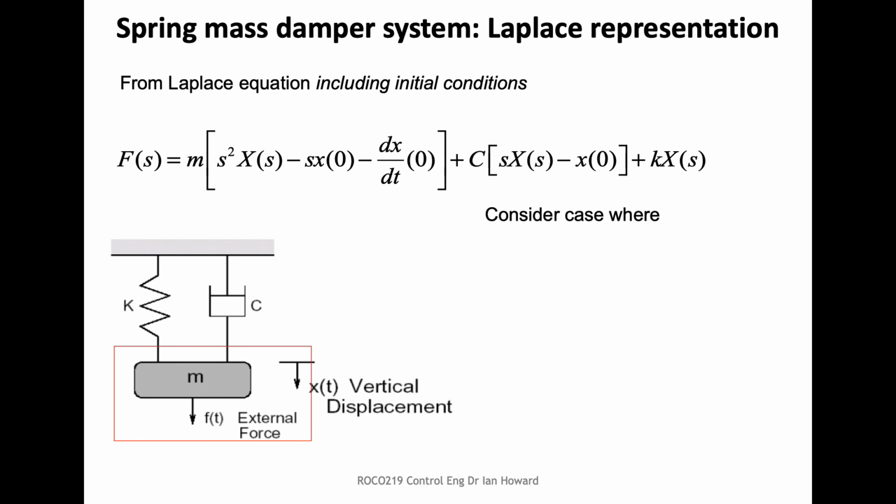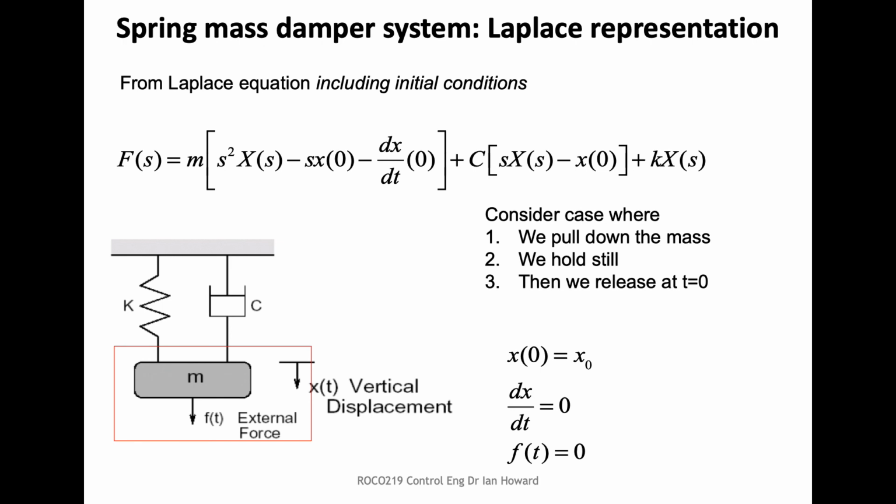Now, what we want to analyse in this particular case is that we're going to pull the mass down, hold it still. Pulling it down means we've got an x0 of whatever we pulled it down by. We're holding it still, so it's not moving, so dx dt is going to be 0, and then we let it go. Because we let it go, there's no force on it. So we've got three things from how we start it off: the initial displacement x0, it's not moving so dx dt equals 0, and f of t, the applied force, is 0, because we're just letting it go, there's nothing perturbing it at all.